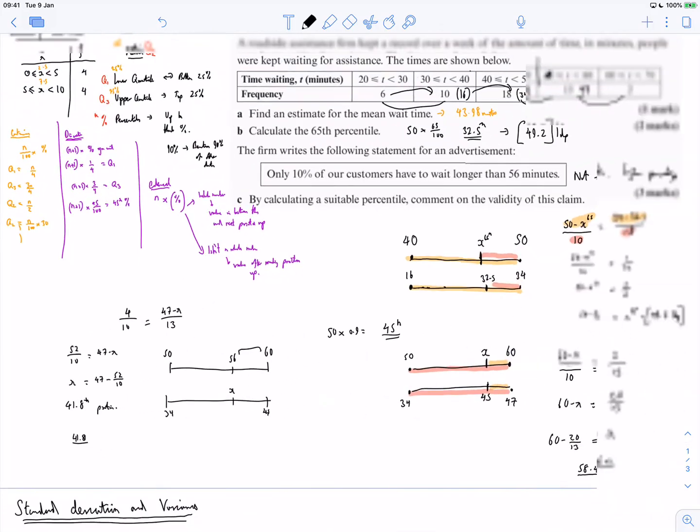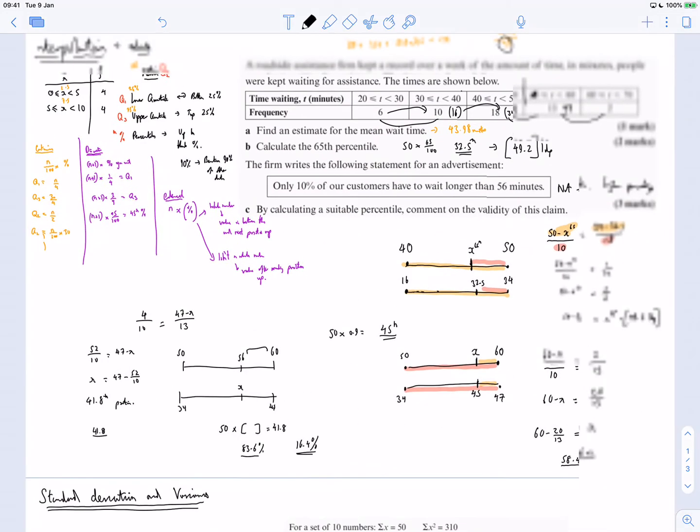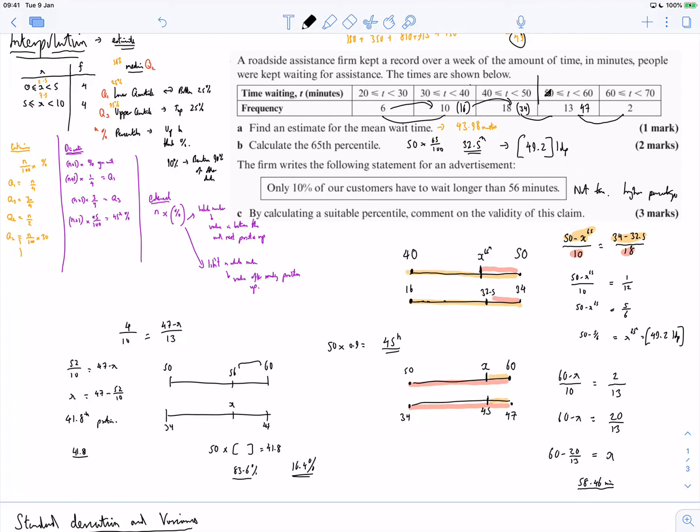Yeah, so we're working backwards. 50 times by what thing for the percentile equals 41.8 if we were to work backwards? So 41.8 divided by 50, so actually it's 83.6%. So actually it looks like 16.4% of people have to wait 56 minutes or longer. So actually there's a fairly larger percentage that do have to wait longer.